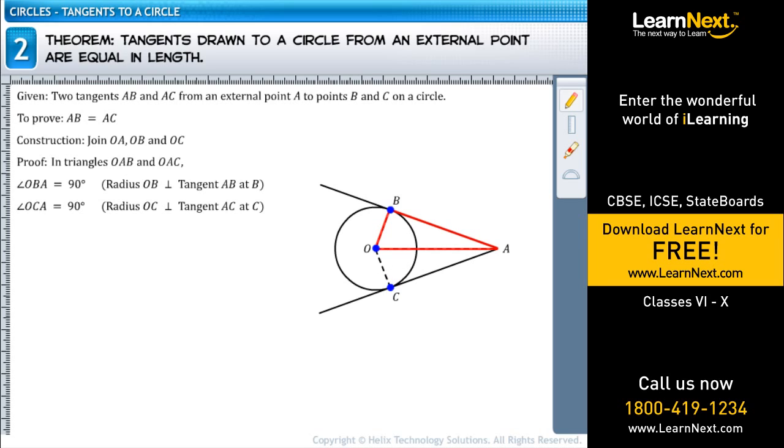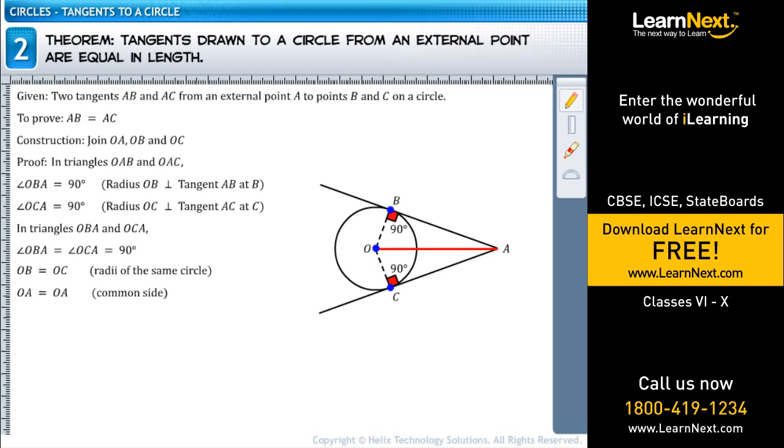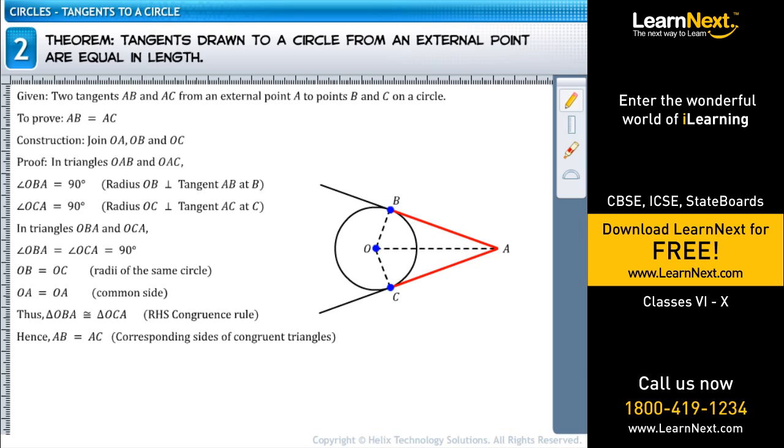Now, in triangles OBA and OCA, angle OBA is equal to angle OCA, which is equal to 90 degrees. OB is equal to OC, since they are the radii of the same circle, and OA is a common side. Thus, triangles OBA and OCA are congruent by the RHS congruence rule. Since triangles OBA and OCA are congruent, AB is equal to AC, as corresponding sides of congruent triangles are equal. Hence, the theorem is proved.